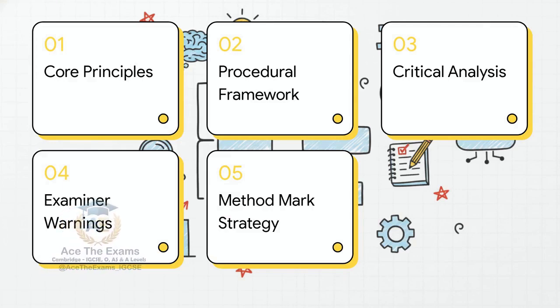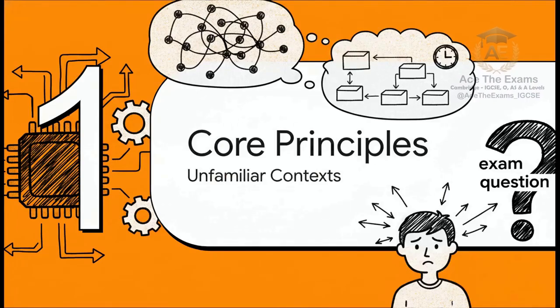Okay, let's dive into our masterclass roadmap for today. First, we'll tackle core principles in unfamiliar contexts. Then, we'll establish a solid procedural framework. After that, we'll break down the deconstruct, solve, evaluate triad, dig into the top examiner warnings, and finally, lock in your ultimate safety net, the method mark strategy. Let's get moving. Section 1. Core principles and unfamiliar contexts.